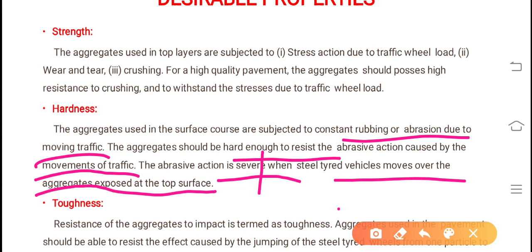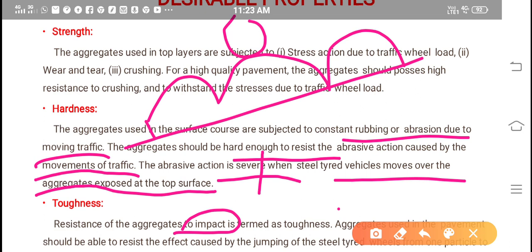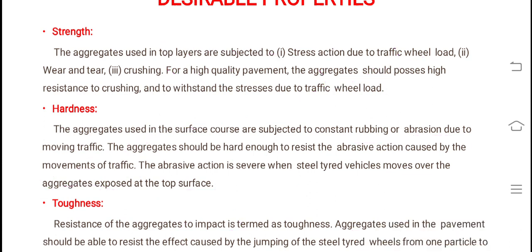Toughness. Resistance of the aggregates to impact. Suppose there is a hump, a road hump, a speed breaker. When tires move from a higher elevation to a lower elevation, naturally there will be sudden impact. Resistance of the aggregates to impact is termed toughness.